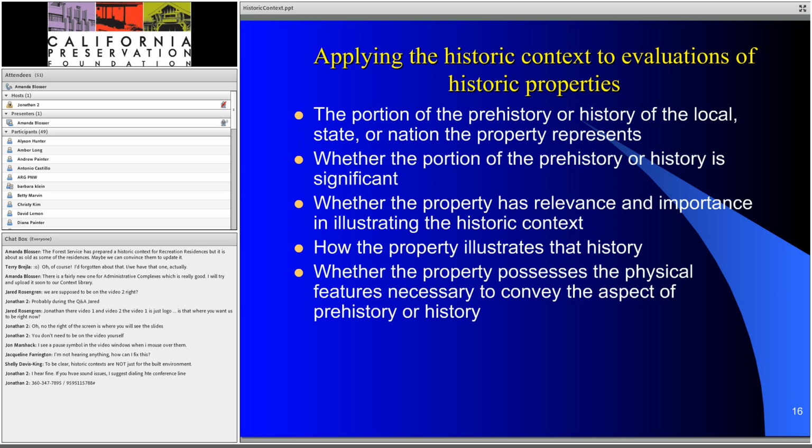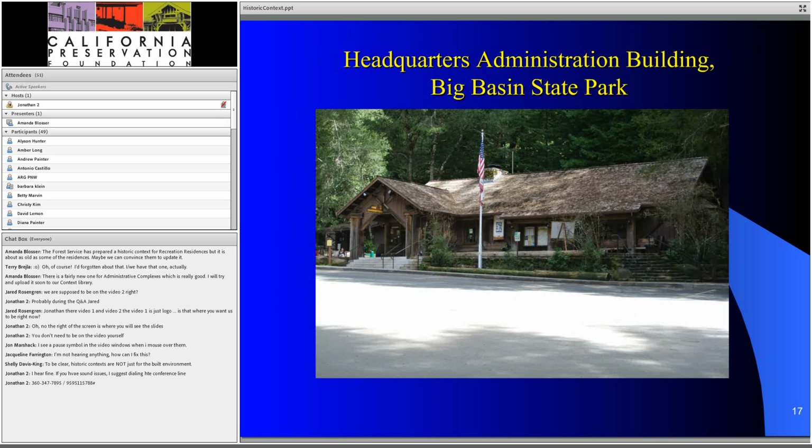And that should look fairly familiar to you. It should sound a lot like National Register criteria or the concepts behind them. So this is nothing new. But your historic context will help you to develop your conclusions. So I thought what I'd do now is give you an example.